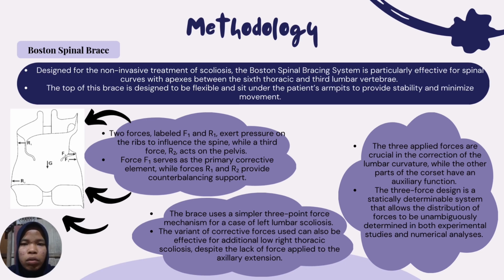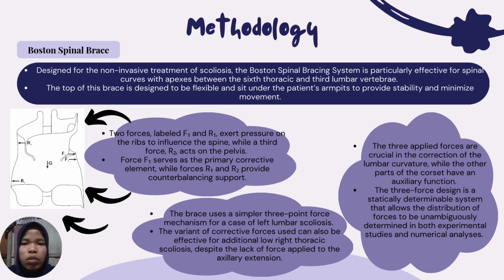In this work, the brace uses a simpler three-point force mechanism for a case of left lumbar scoliosis. The variant of corrective forces used can also be effective for additional lower right thoracic scoliosis, despite the lack of force applied to the axillary extension. This arrangement of forces corresponds to the Boston thoracolumbar brace variant according to the reference manual.